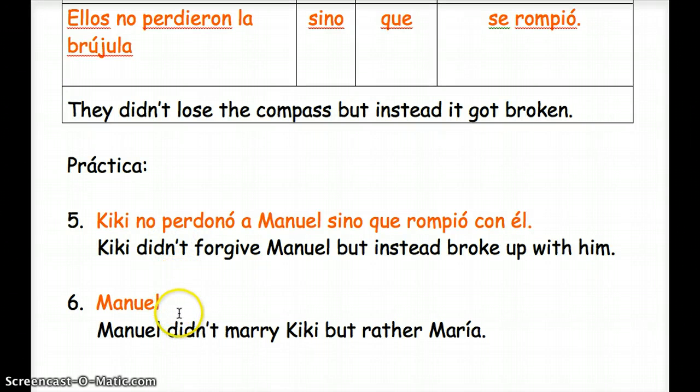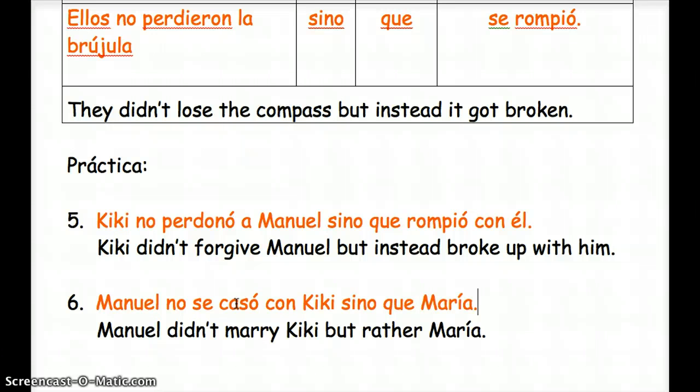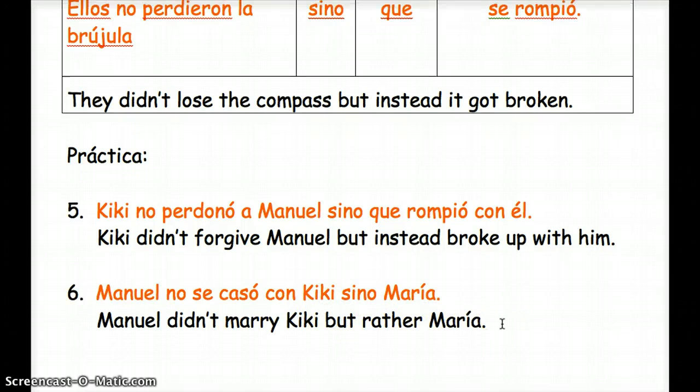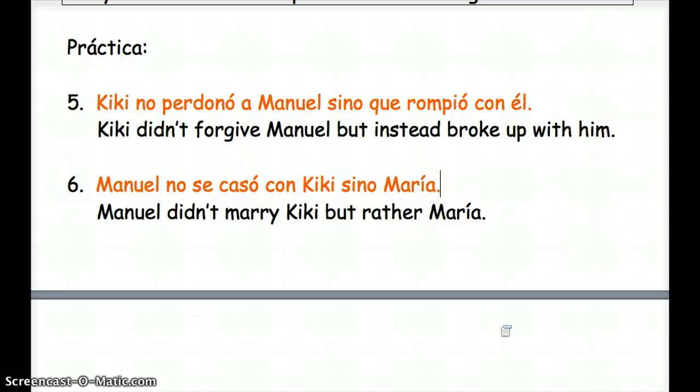The second, Manuel didn't marry Kiki, but rather Maria. After the but rather, I don't hear a verb, so I don't have to have que. Manuel no se casó con Kiki, sino que María. Oop, I just did what I told you not to do. Sino María. Manuel no se casó con Kiki, sino María. Y esto es el fin, chicos.